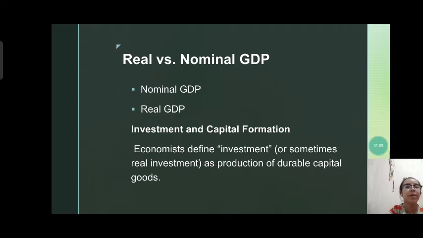Next is investment and capital formation. Economists define investment, or sometimes real investment, as the production of durable capital goods. Investment represents additions to the stock of durable capital goods that increase production possibilities in the future.